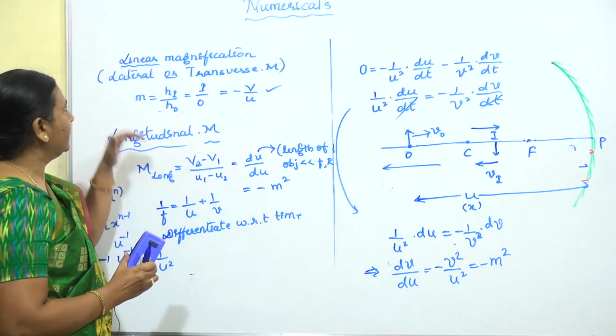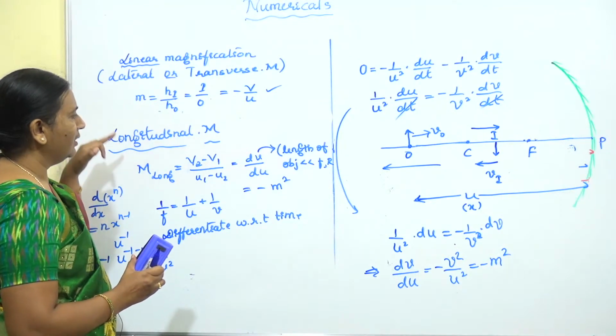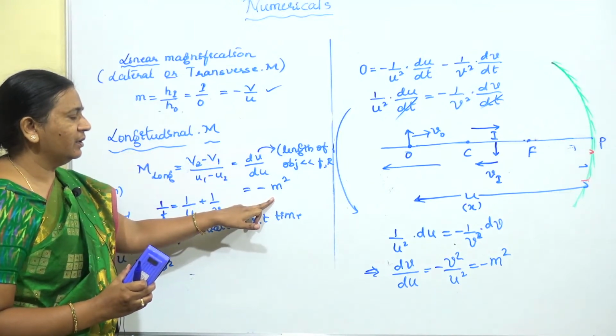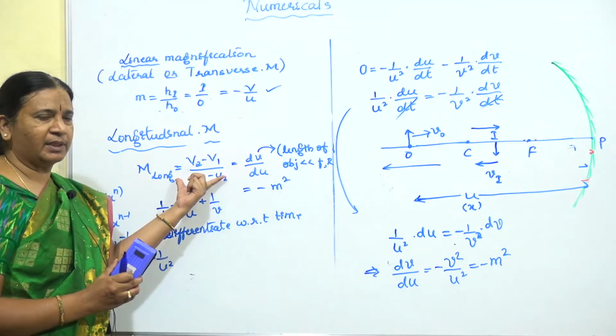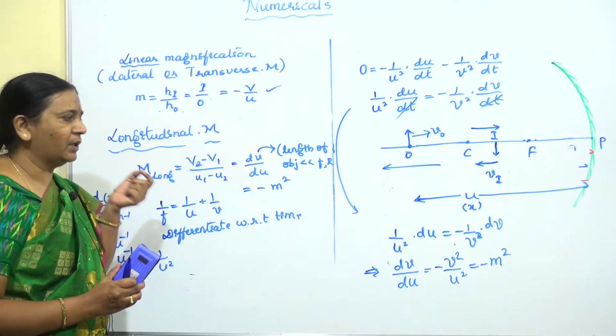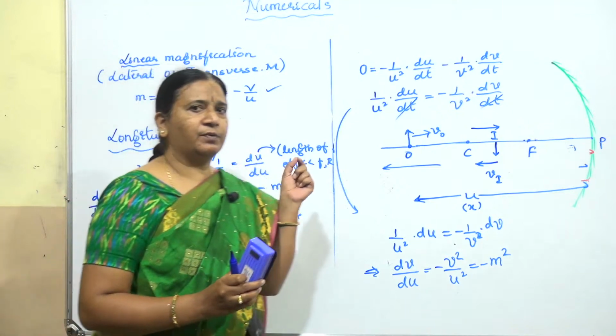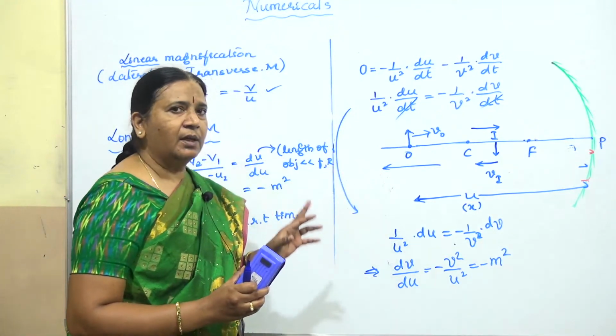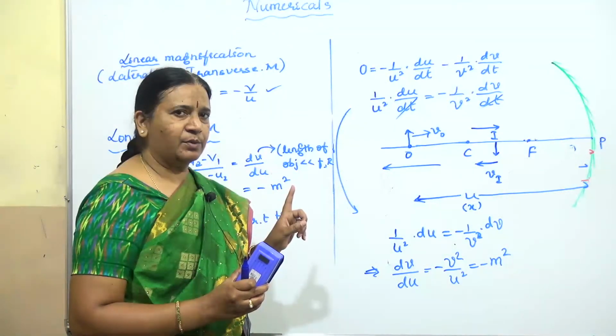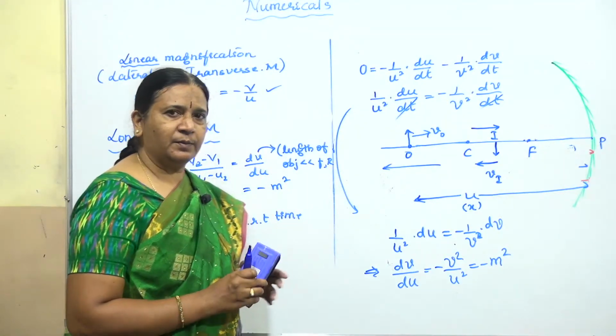Hope everyone is clear. This is lateral magnification, longitudinal magnification, but this you can use only with this condition, otherwise go systematically. And one more thing is what? We got the speed of the image in case of a curved mirror. So it is given as what? Minus m square times the speed of the object.